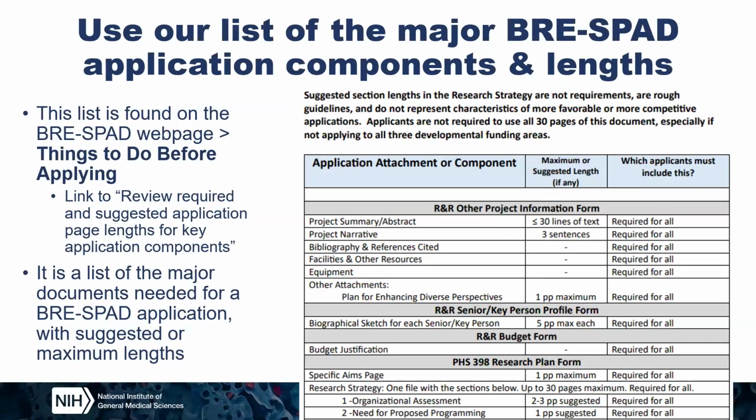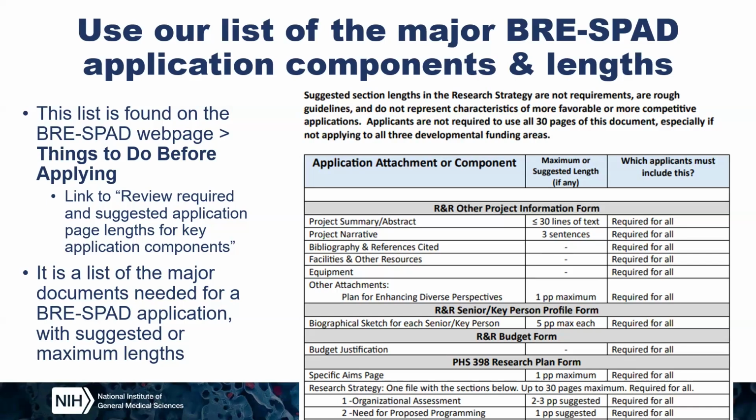Here's a resource for you. On the BRE-SPAD webpage, we have a list of application components and links. I'm showing you just an image. You might not be able to read this, but it is on our website under the section called Things to Do Before Applying. Under that section, there is a link that says Review Required and Suggested Application Page Links for Key Application Components. So that's what this chart is.